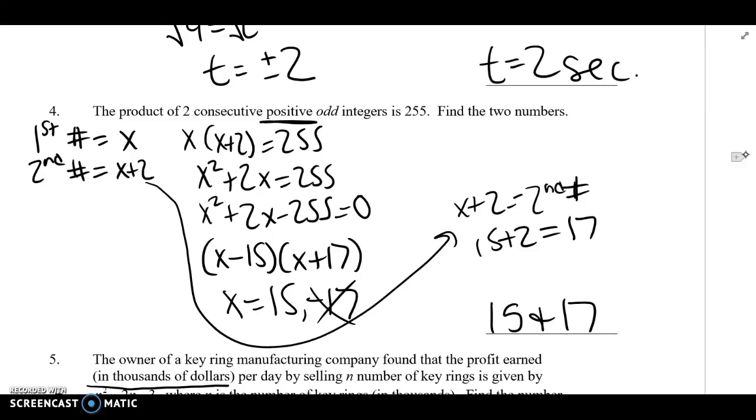Back in the beginning, it says that they have to be positive, so the negative 17 will not work. So our first number is 15, and we plug that back into our equation for the second number, which equals x plus 2. So we do 15 plus 2, and we get our second number to be 17.